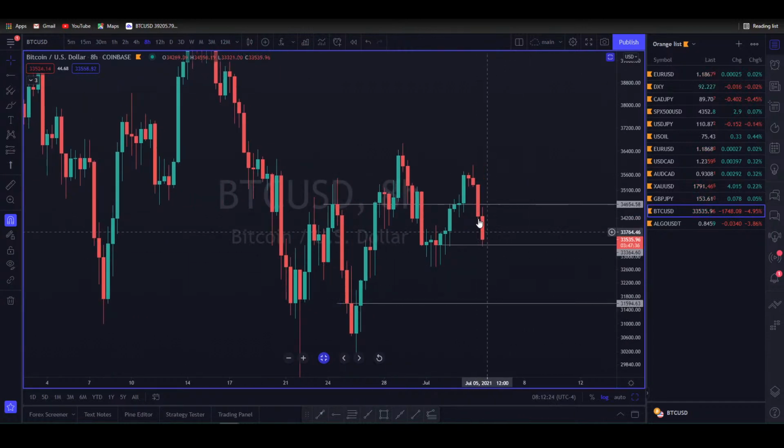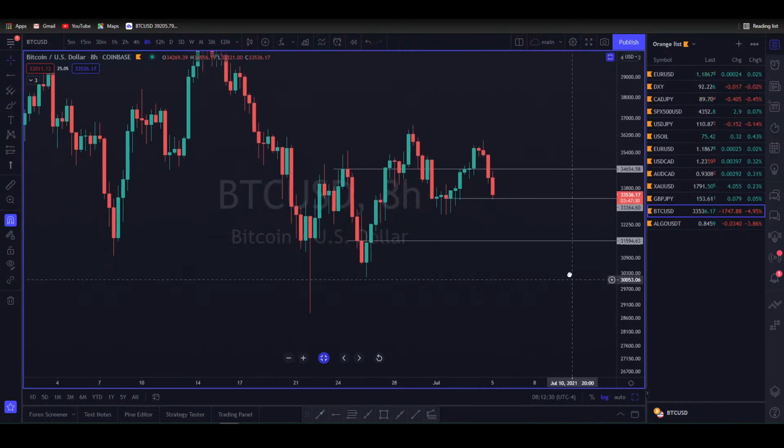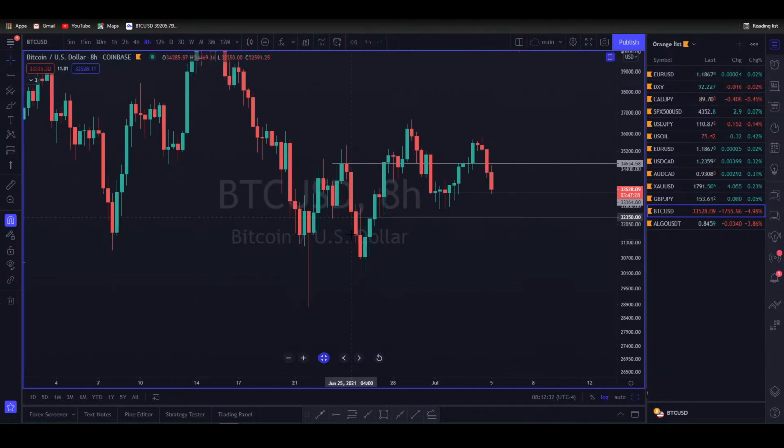Probably lower. Maybe this, if they get a break below there, see if they can maintain higher low support. 31,594. I don't like that price. It is an 8 hour level though, so we'll leave it there.